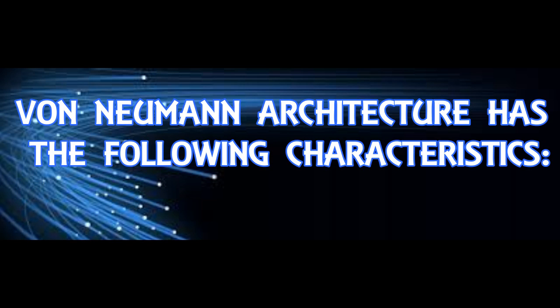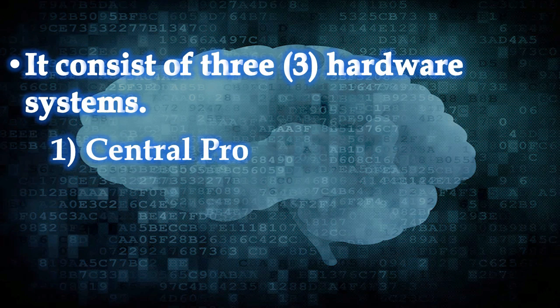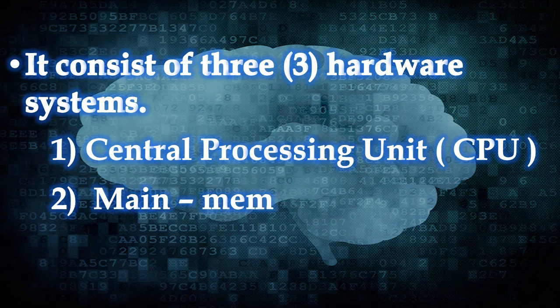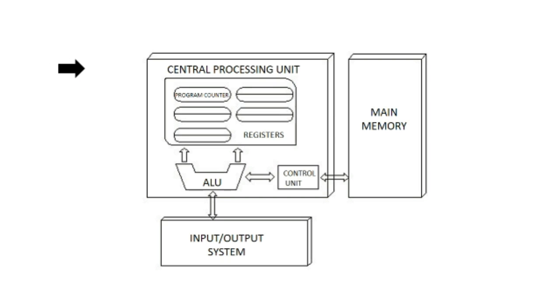Von Neumann architecture has the following characteristics. First, it consists of three hardware systems: the central processing unit, main memory, and the input and output system. This is the non-modified von Neumann architecture. The central processing unit controls the operation of the computer and performs its data processing function.